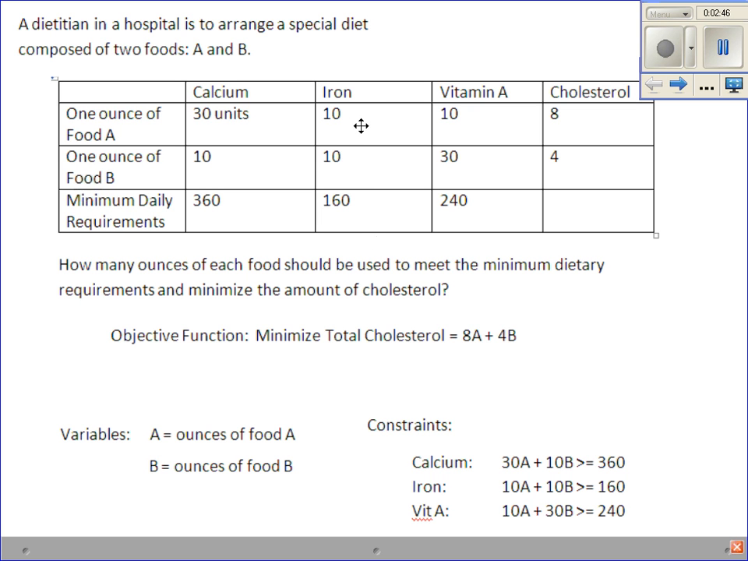Because again, coming up here to our table, that's how much is in food A and food B. And for vitamin A, 10A plus 30B has to be at least 240, because we have 10 units of vitamin A in each ounce of food A and 30 units of vitamin A in each ounce of food B. And we have a minimum requirement of at least 240. Okay, so now that we've got the problem set up, we know our objective function, our variables, and our constraints. Let's go ahead and look at Excel.